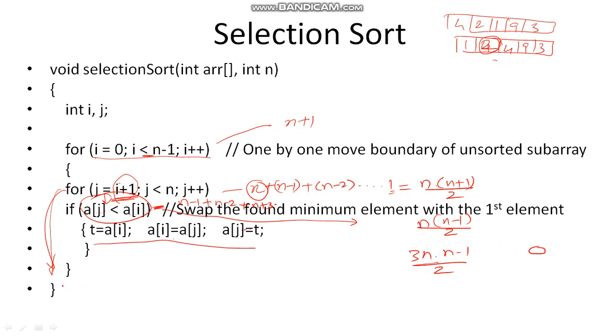So the equation we get is: time for the worst case is equal to 3n square by 2 minus 3n by 2, 3n into n. Then this is n square by 2 plus n square by 2 minus n by 2.